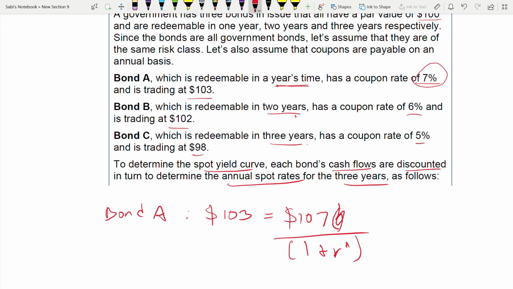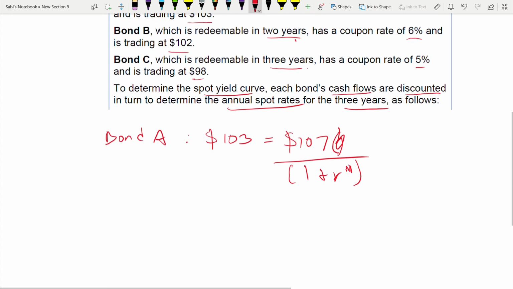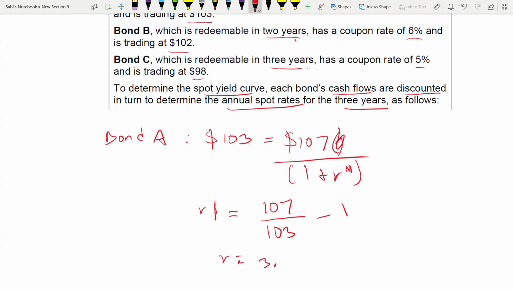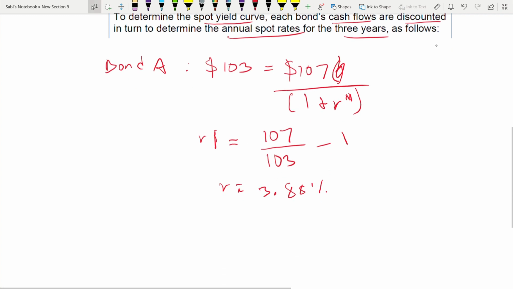Okay, so can you find R1 like this? Just make R1 the subject and find R1 first, because if you do not find R1, you cannot use it to find bond B. So R1 will be equal to, keep 107 the way it is, take 1 plus R to the other side and bring 103 to this side, so it becomes a division. Okay, and plus 1 becomes minus 1. So your R will be equal to, I'm writing it in terms of percentage directly, 3.88%. Now, answers I always put in a box so that it becomes easy. Bond B.